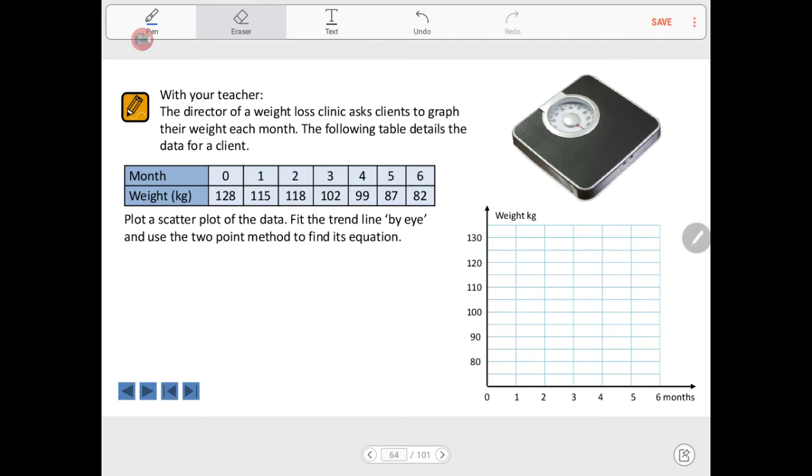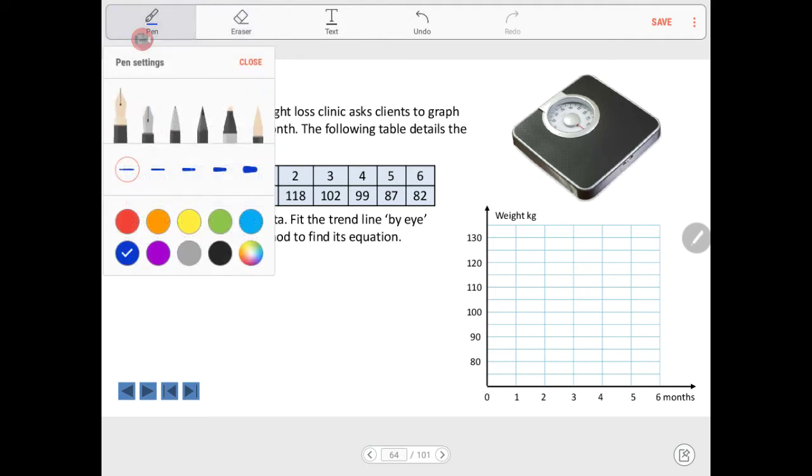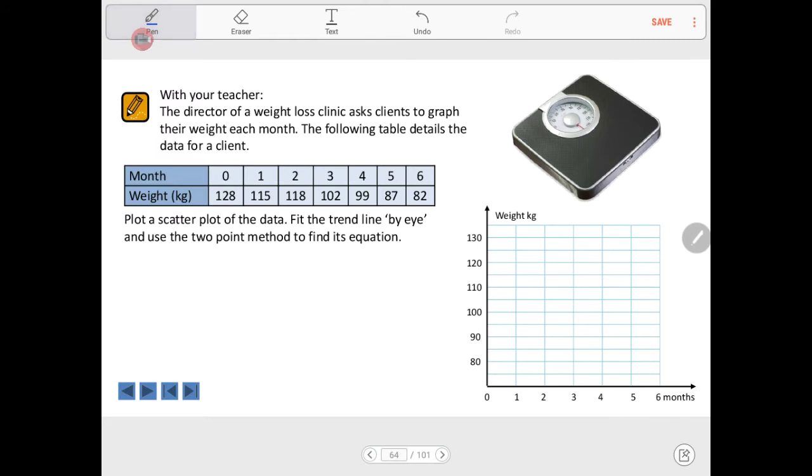Now, the scale and the labels for this scatter plot are already done for us, so it's just a matter of putting the points in the right spots. So this first one is at 0 and 128. So that's about here. Now we can't be entirely accurate with a scale like this one, but we can be reasonably accurate. I'll just fix that up a bit. So say about there, that's close enough to say that that's about 128.